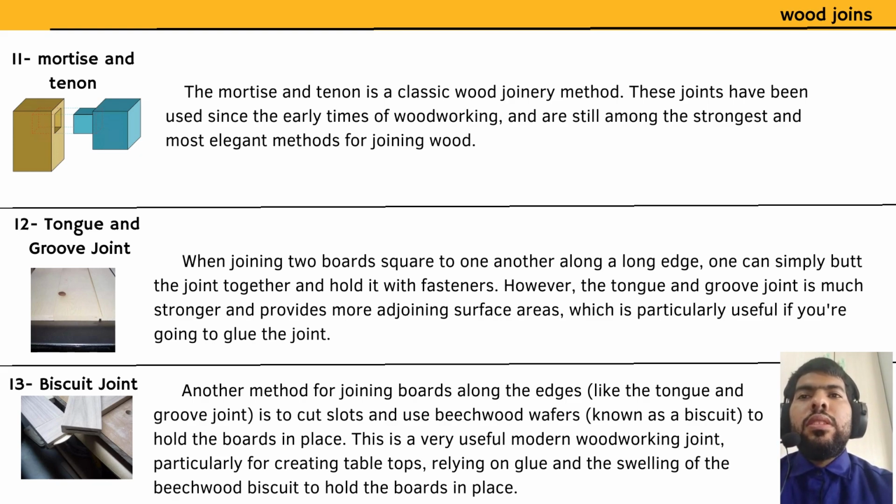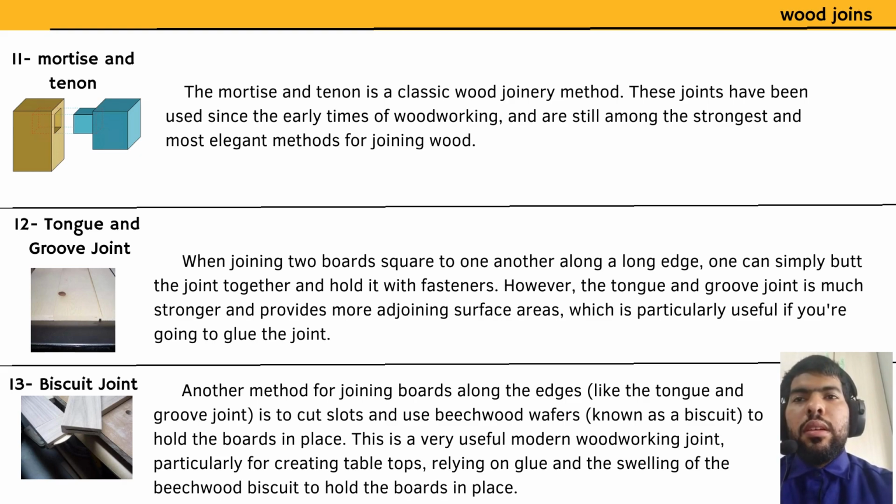The twelfth is tongue and groove joint. When joining two boards square to one another along the edge, you can simply butt the joint together and hold it with a fastener. However, the tongue and groove joint is much stronger and provides more gluing surface area, which is particularly useful if you are going to glue the joint.